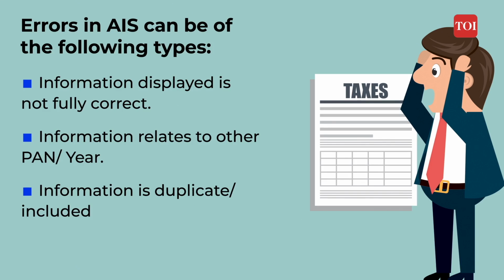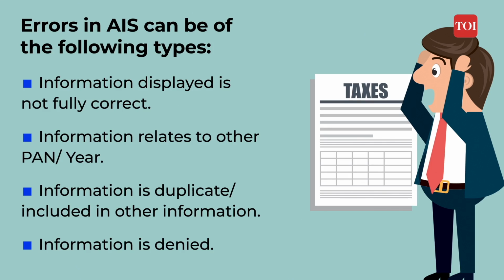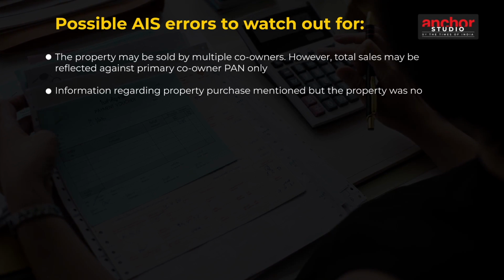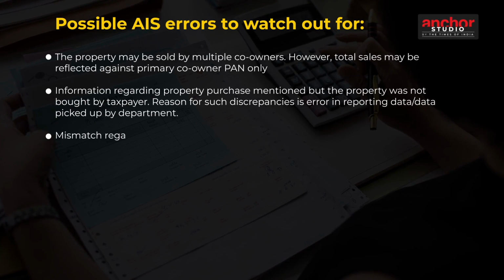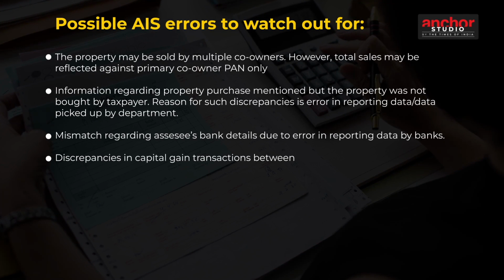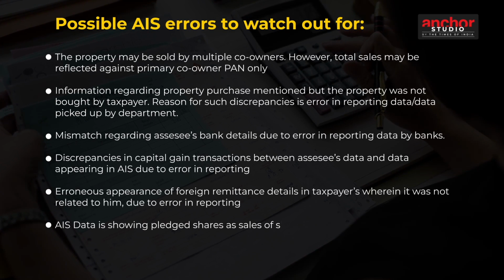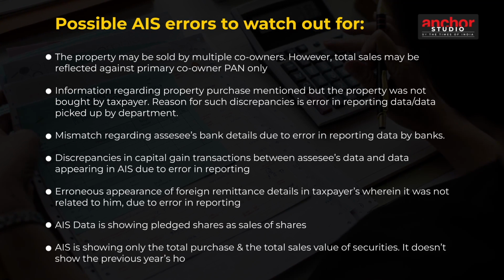But then I'll give you a classic example: you have sold an immovable property, and the property is jointly held with other owners as well, but you are the primary owner. So the entire transaction may appear against your PAN in your AIS. However, as you are a joint holder of the property, the entire sale consideration doesn't belong to you. So maybe you got a lower amount of money in your hand, but a much higher consideration is reflecting in your AIS.